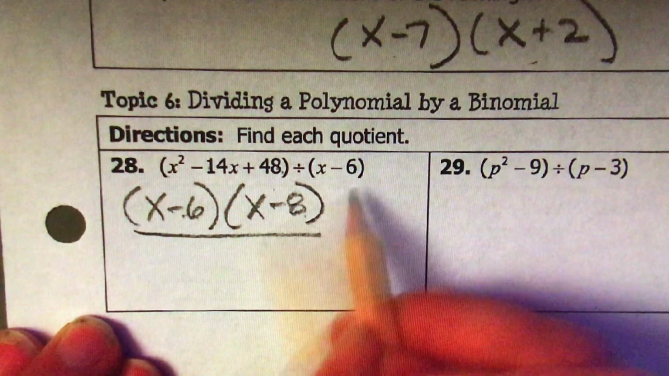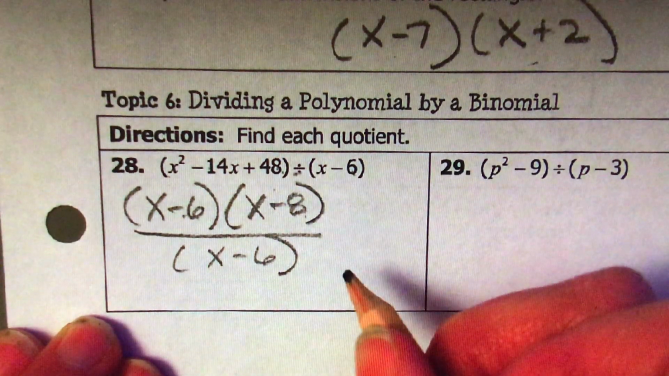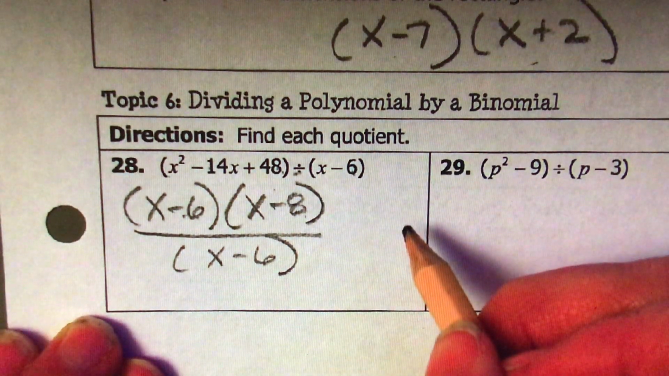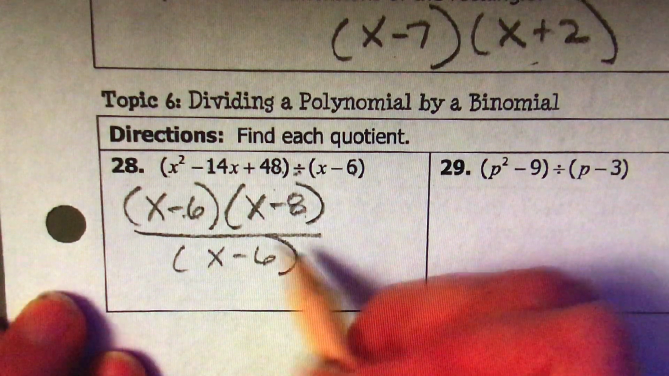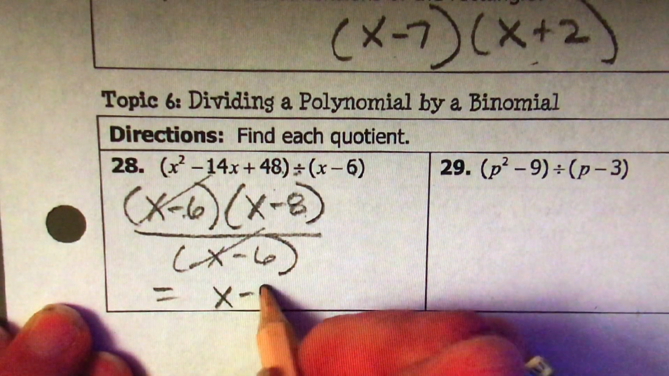Now I'm going to rewrite this because I'm going to stick it over my denominator, or what I'm dividing it by, my divisor. And guess what? These cancel each other out, and what I'm left with is x minus 8.